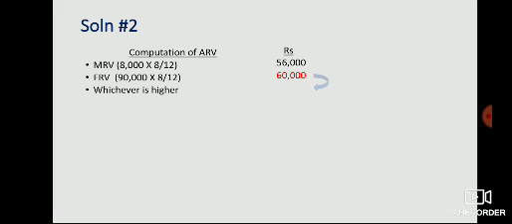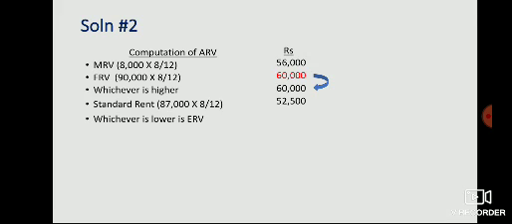Whichever is higher will be taken. So 60,000 is taken since it's higher. Standard rent is also taken for a period of 8 months. So 87,000 into 8 by 12, 52,500. Here whichever is lower is your ERV. Since 52,500 is lower, so this is your ERV.